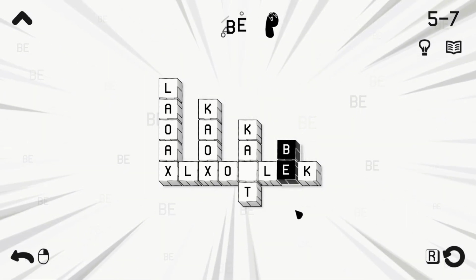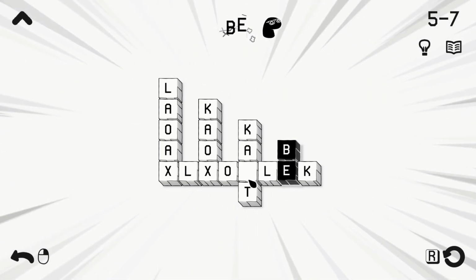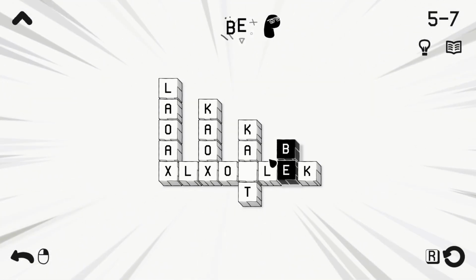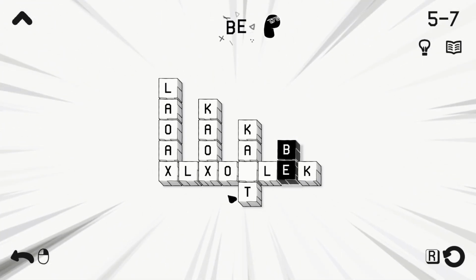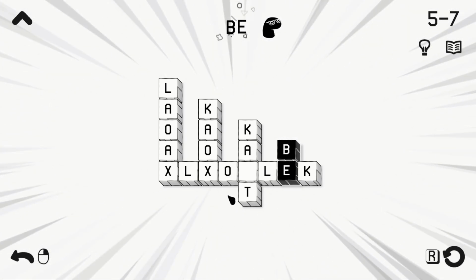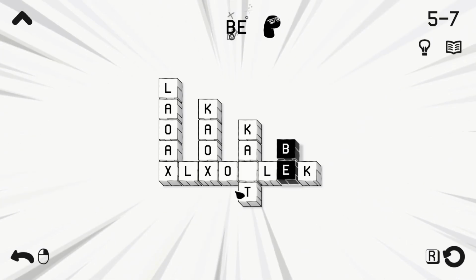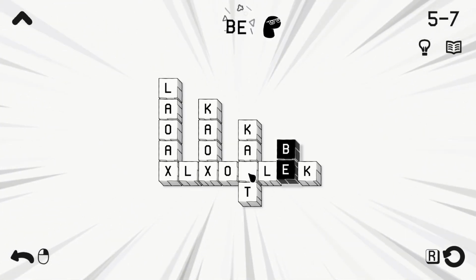So I see a B here. That will obviously take the singular blank square, which is helping us out a little bit. So it'll just be about what is that square. That's probably an L.